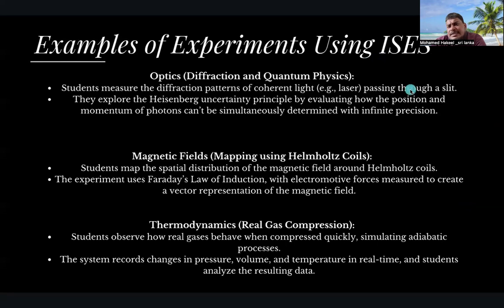An example of the experiments using ISES is optics, diffraction, and quantum physics. Students measure the diffraction patterns of coherent light, for example a laser passing through a slide. They explore the Heisenberg uncertainty principle by evaluating how the position and the momentum of quantum particles can be simultaneously determined with infinite precision. The next is magnetic field mapping using Helmholtz coils.